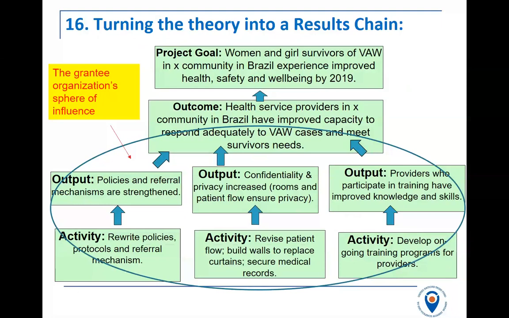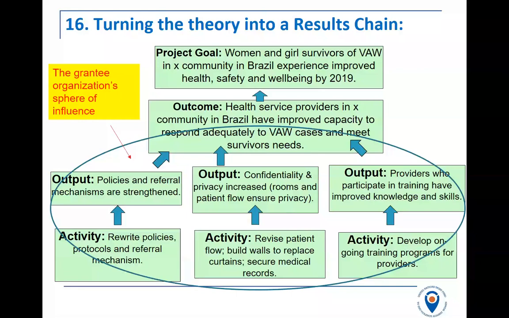Another thing that I've highlighted on this screen is that there's a big circle and a yellow box saying your organization's sphere of influence. We do not expect you to achieve all of this alone. Changing the experience of women and girls, changing institutions is very ambitious. You as an organization can only really be held accountable for the results in your control. And that is mainly the output level. So in this example, you're not the health service provider. You're very rarely the health service provider.